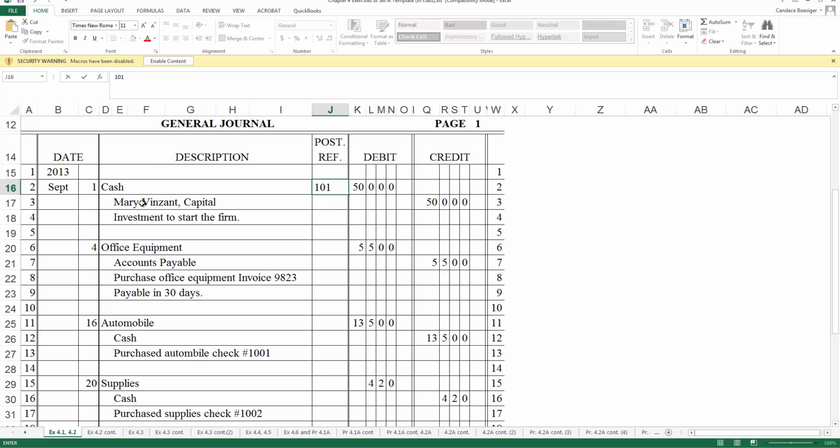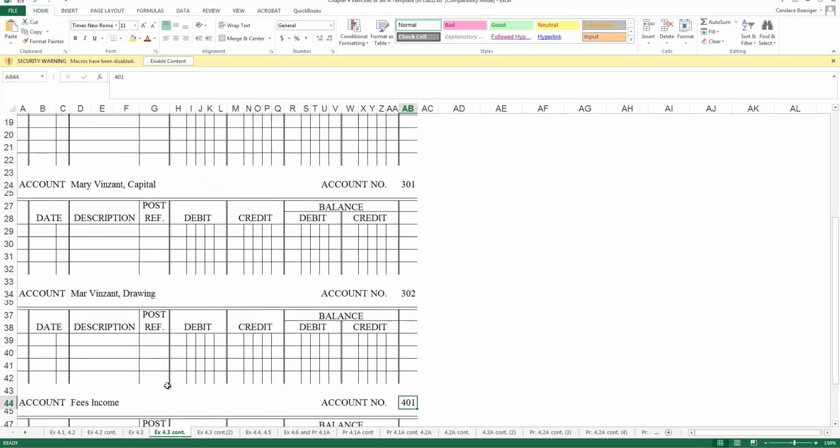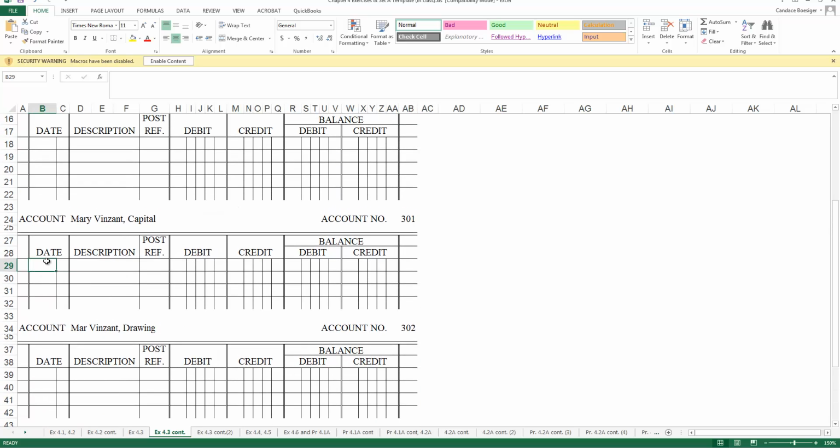We now need to post this one. So we are going to go and post a $50,000 credit out to Mary's account. So let's go find Mary's capital account. And look right here. Start out with the date. Start out with September 1st. The posting reference is J1.